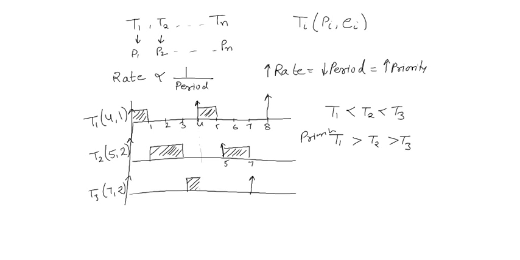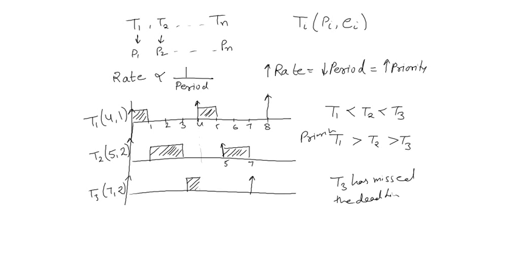So what happened? This T3 has missed the deadline, right? Because another T3 came, it has repeated. So your T3 has missed the deadline.